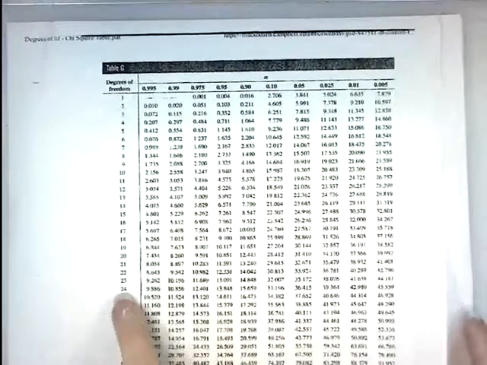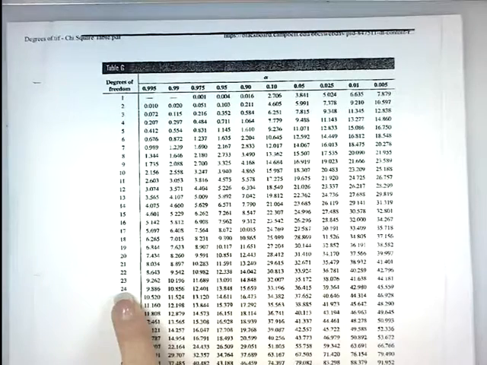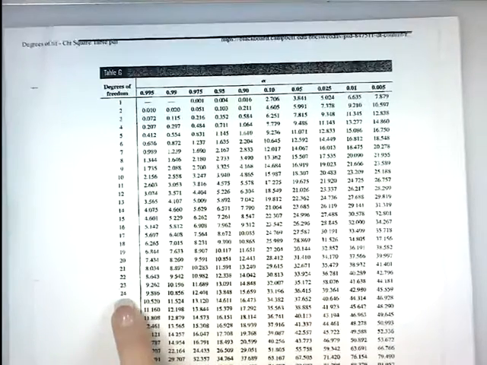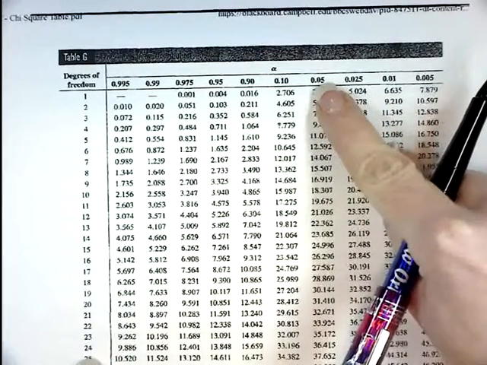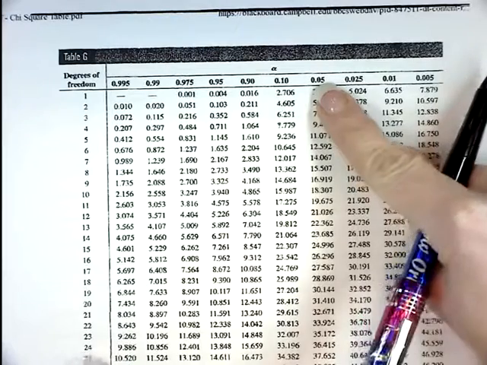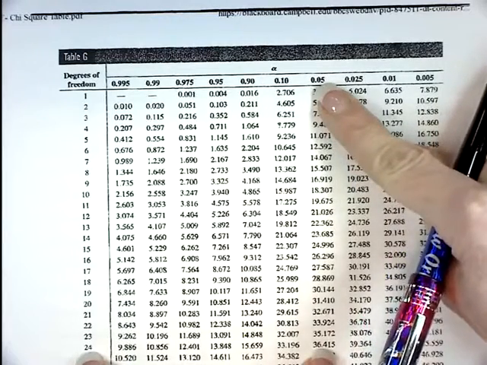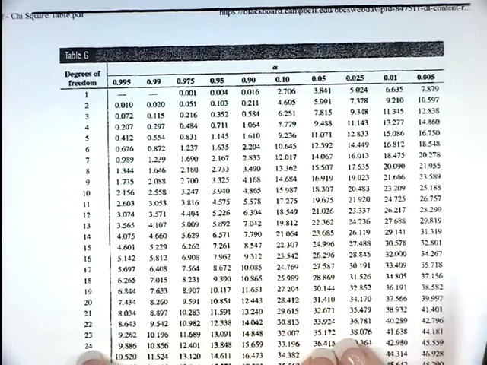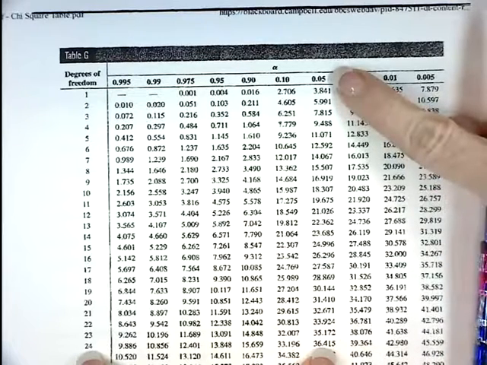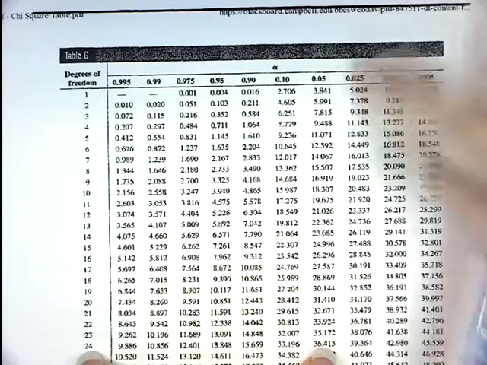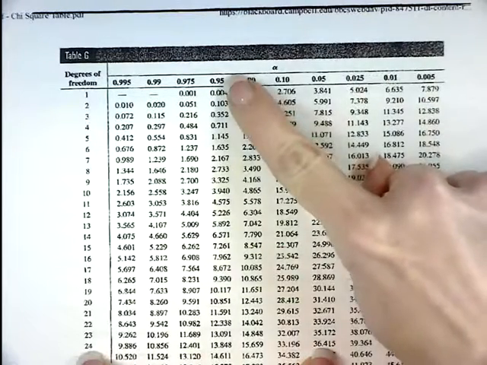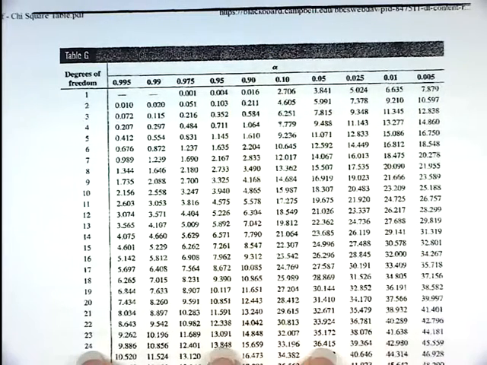Go to row 24 because our sample size happened to be 25, and then for chi-square from the right we go to 0.05. Your two fingers meet at 36.415. That's going to be your chi-square from the right, and it's positive. Then you go to row 24 and column 95%. 0.95 is the area above chi-square from the left, and that number is 13.848.